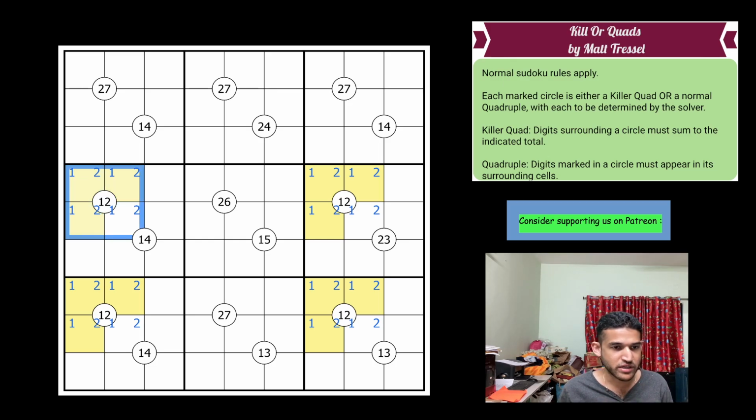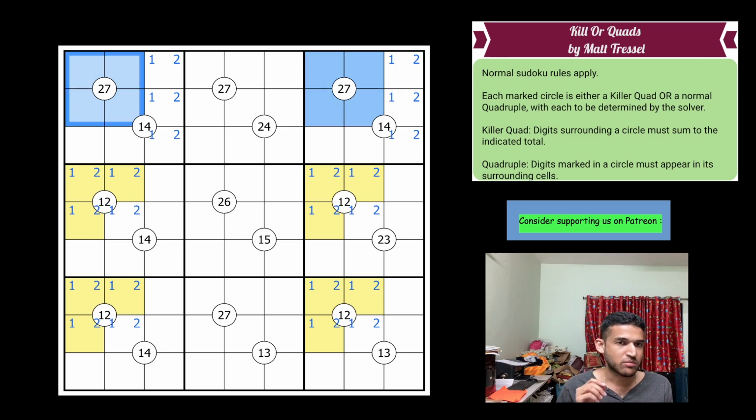Now I have 1 and 2 here, I have 1 and 2 here, so 1 2 goes here. I have 1 and 2 here, I have 1 and 2 here, so in column 9, 1 2 goes here. Now the moment 2 is eliminated here, this becomes a killer clue. Let's use blue color. Similarly, this is also a killer quad clue, right? Because 2 is eliminated here. So both of these are killer quad clues.